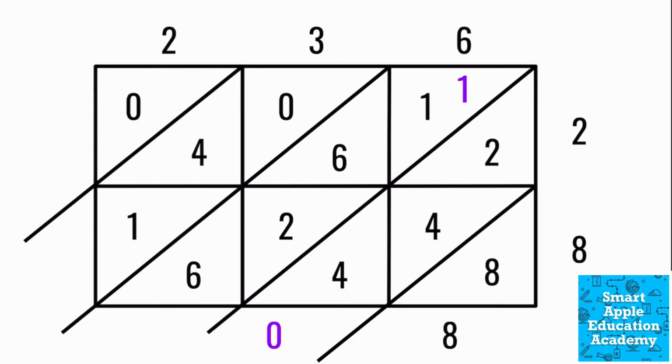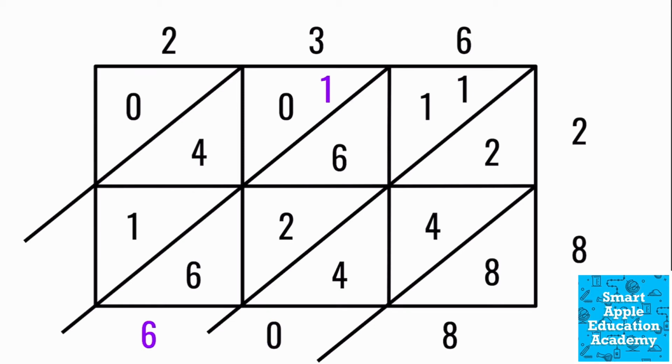Now let's move on to the next diagonal where we have the numbers 1, 1, 6, 2, and 6. Let's add them together. What is 1 plus 1? 1 plus 1 is 2. What is 2 plus 6? 2 plus 6 is 8. What is 8 plus 2? 8 plus 2 is 10. And what is 10 plus 6? 10 plus 6 is 16. So we're going to put a 6 down here, and we are going to carry the 1.